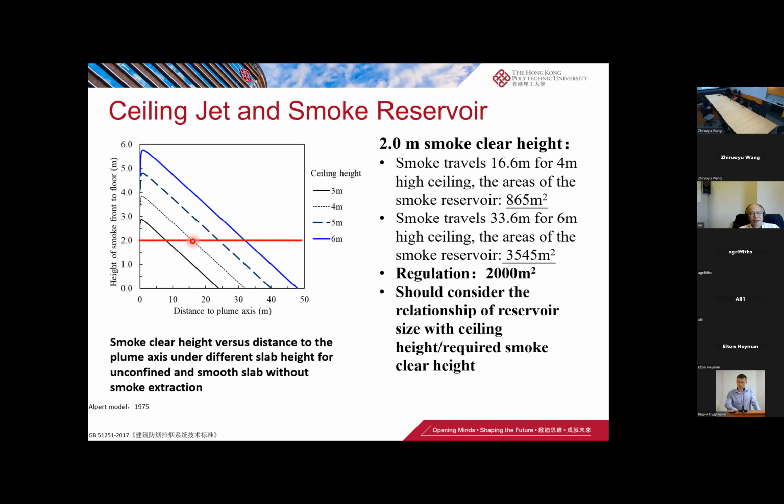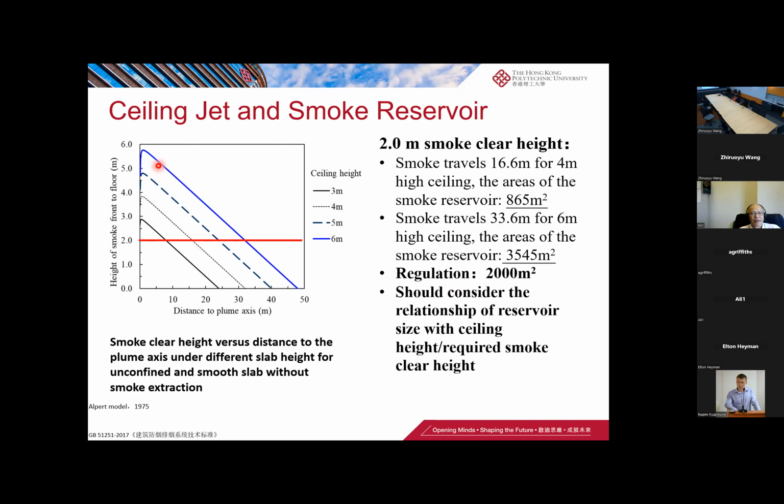for safety reasons, the smoke can actually spread 16.6 meters. The smoke can actually spread up to this point. The smoke will drop down to 2 meters. From this figure, we can actually have an 865 square meter smoke reservoir, a circle. So if we have a circle with a radius of 60 meters, we only have about 800 square meter smoke reservoir.